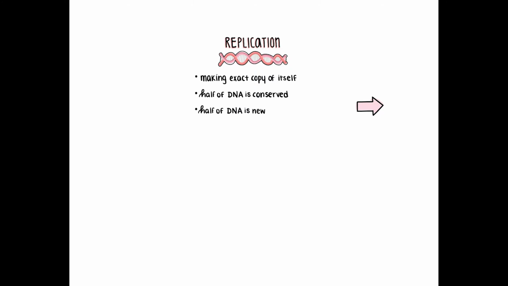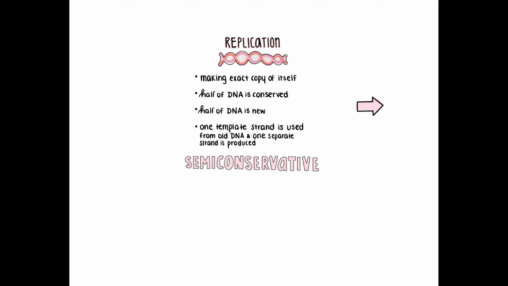Some important details to remember. In replication, one template strand is used from the old DNA, and one separate strand is produced. Thus, half of the DNA is conserved and half of the DNA is new, meaning that it is semi-conservative. There are also 3 steps to replication: initiation, elongation, and termination, which I will discuss further on.